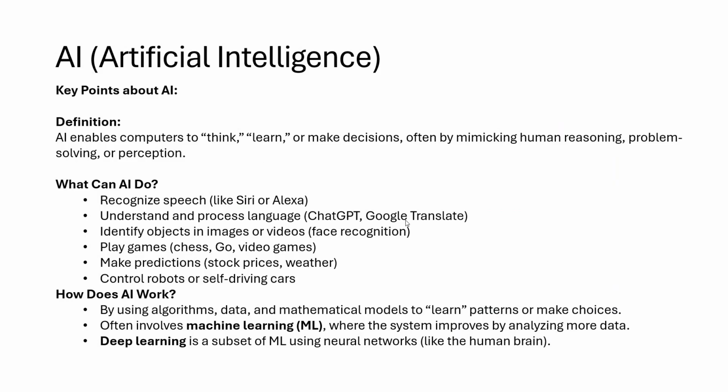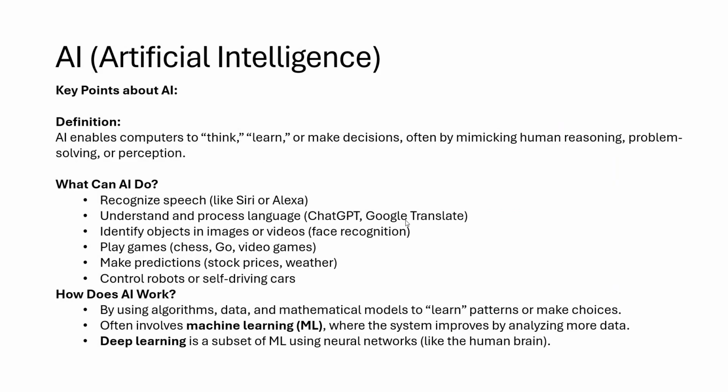What can AI do? It can recognize your speech, for example Siri and Alexa, understand natural language, for example GPT, Google Translate. It can identify objects in images and videos, such as face recognition, play games like chess, go, video games and all, make predictions like stock prices, weather reporting and all, and self-driving cars and all stuff like that.